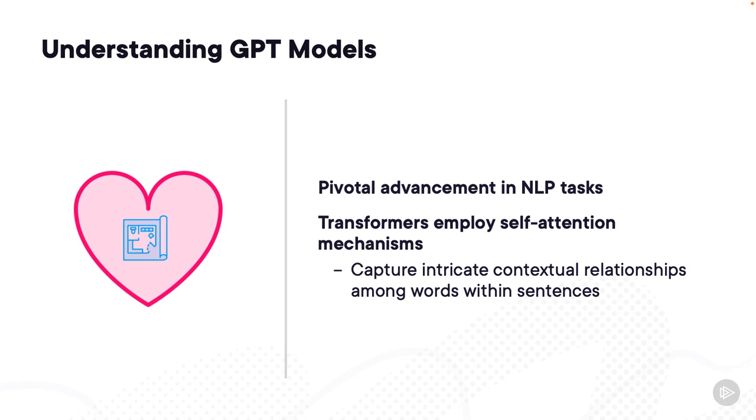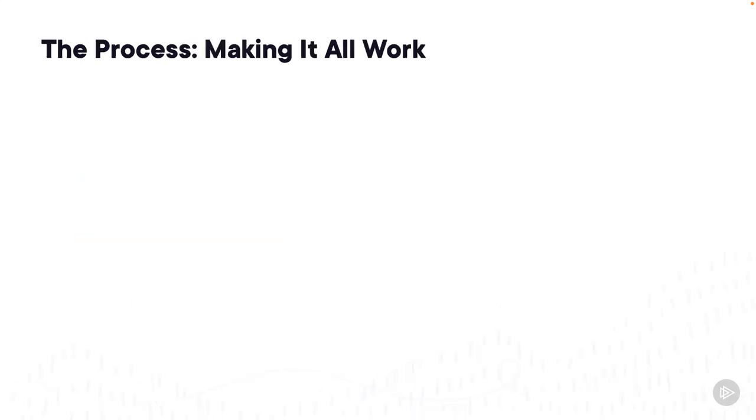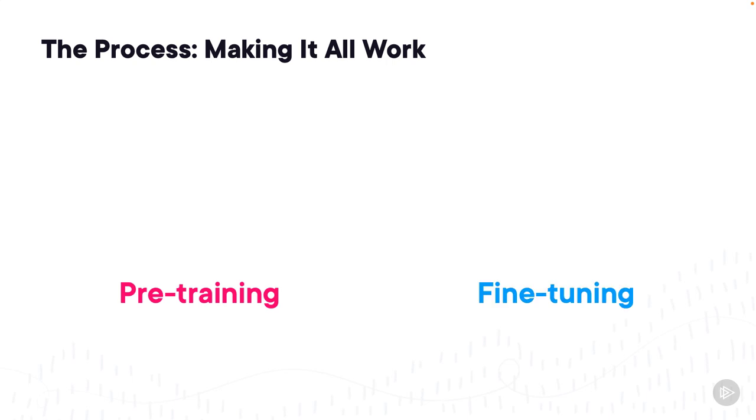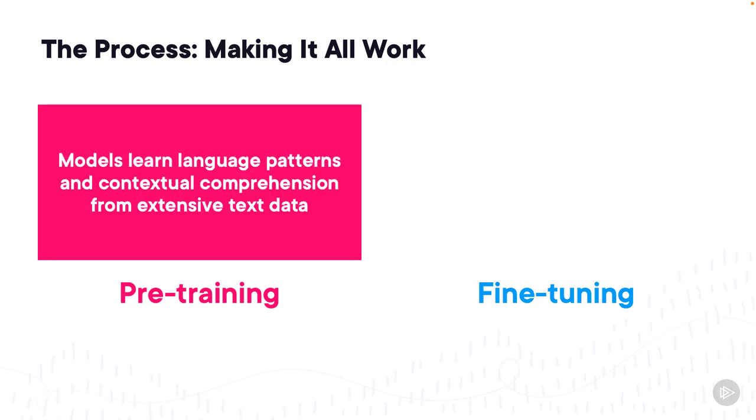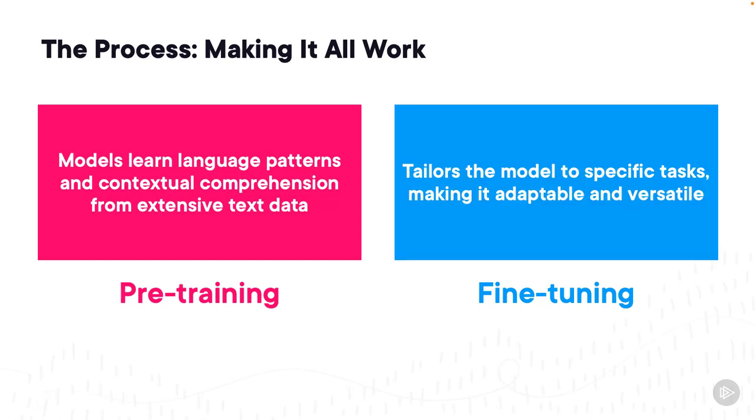To make all this work, GPT models undergo a two-phase process: pre-training and then fine-tuning. During pre-training, models learn language patterns and contextual comprehension from extensive text data. Fine-tuning then tailors the model to specific tasks, making it adaptable and versatile.